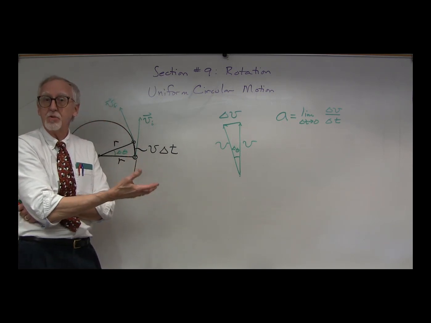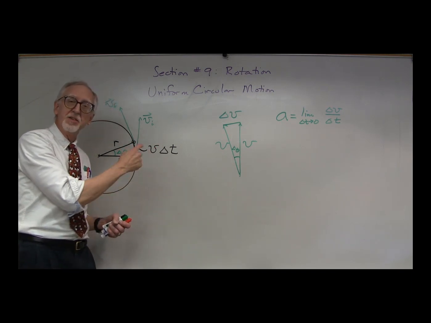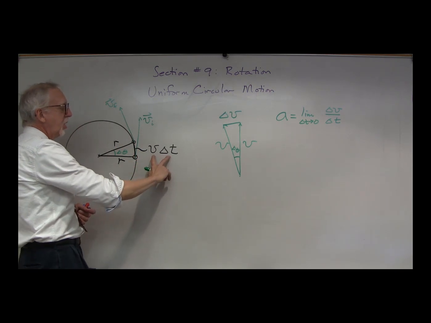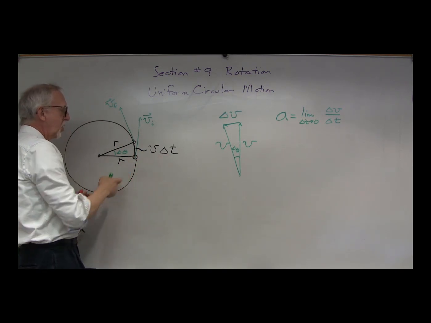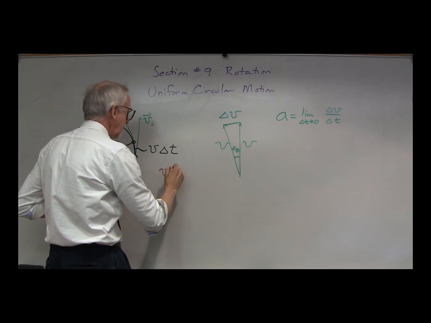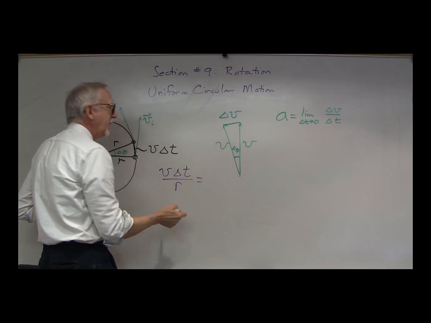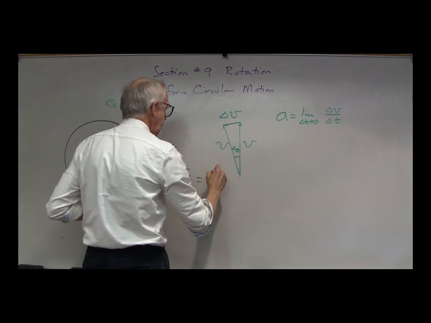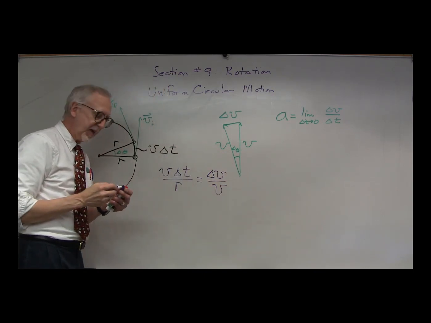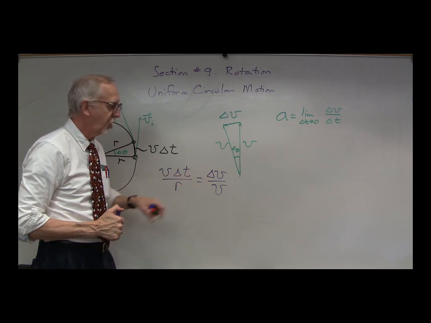Same shaped triangles. And for similar triangles, the ratios of the side lengths have to be the same. In other words, the ratio of the short length to the long length, v delta t over r, must be the same as the short length, delta v, over the long length, v. So because they are similar triangles, we must have v delta t over r equal to delta v over v.